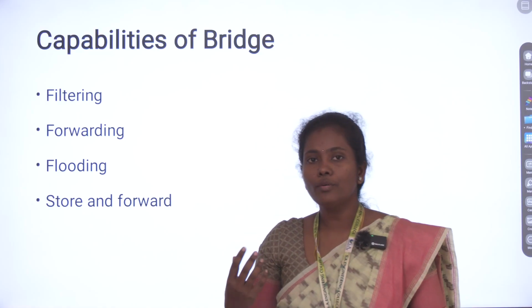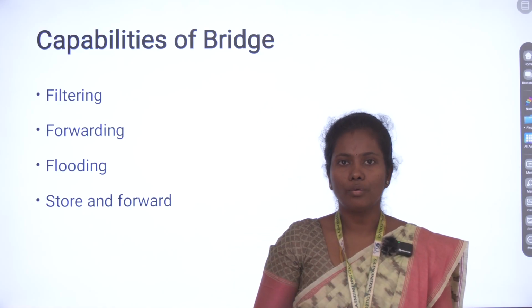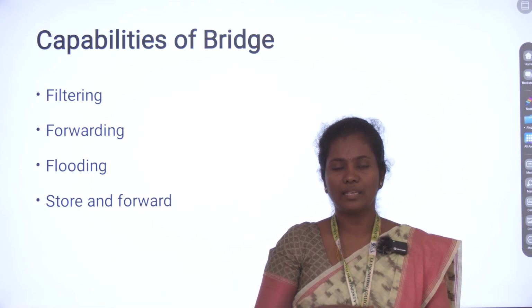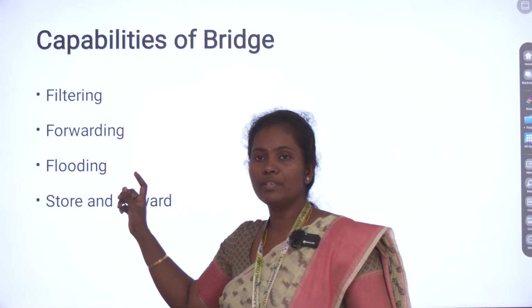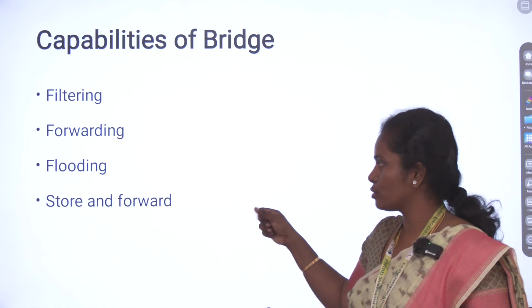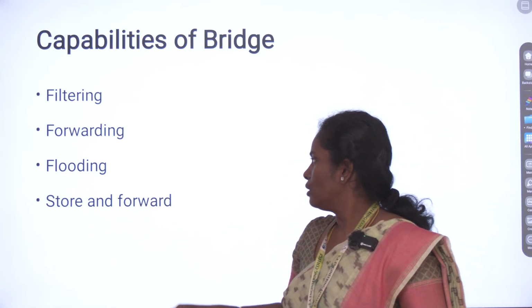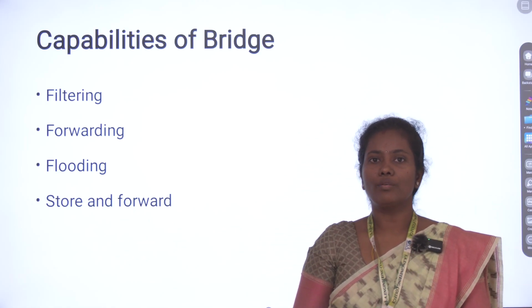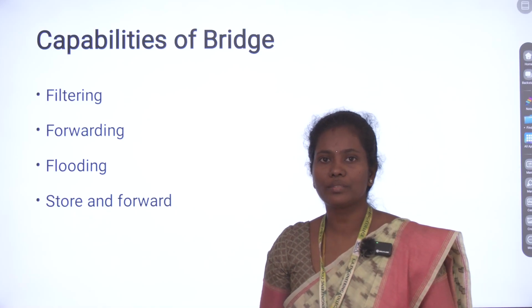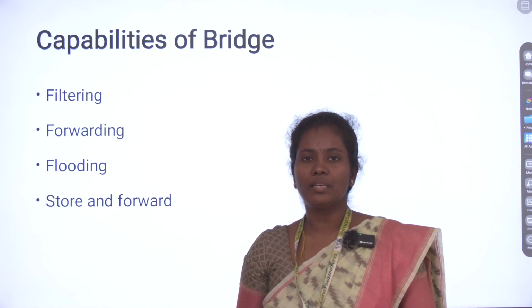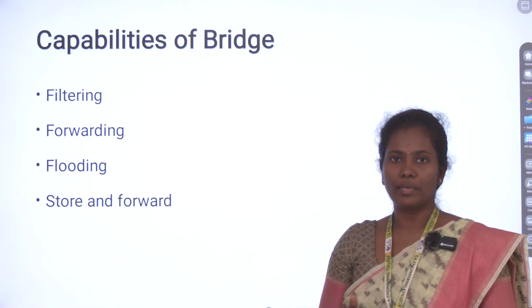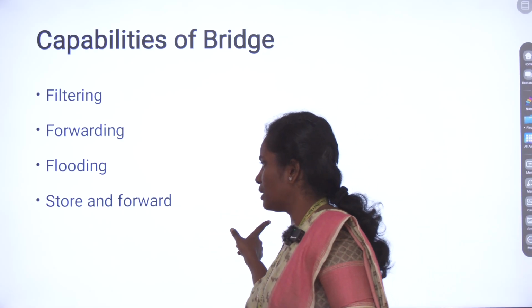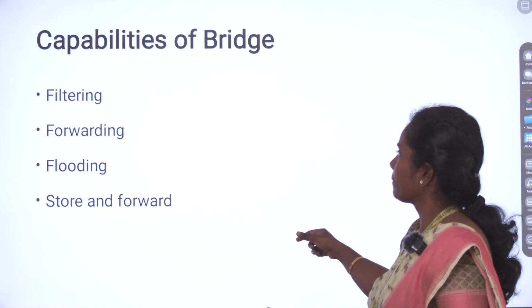Flooding: suppose a new host machine is added, the bridge will not know which host machine is added right now. So at that time we can use flooding. Flooding will transfer the packets to the currently added host machine. Store and forward is used to avoid collisions. If more than one host machine transfers packets, in order to avoid collisions, it will store the packets and send them one by one. So we can use store and forward in an Ethernet bridge.